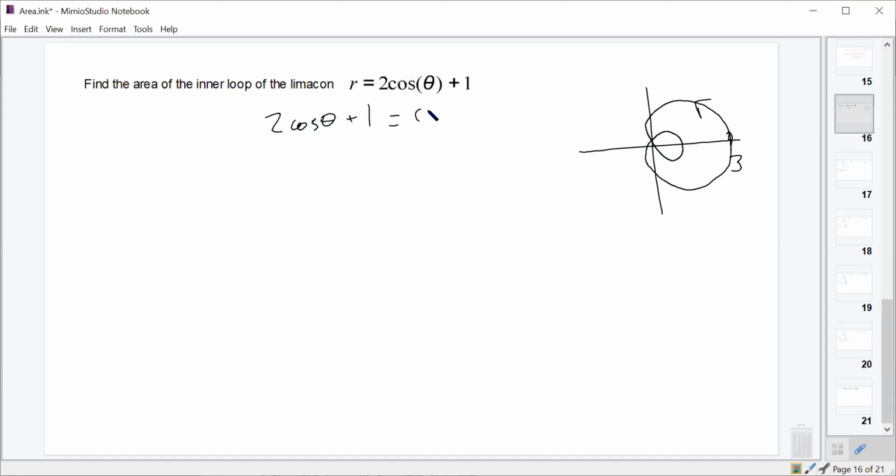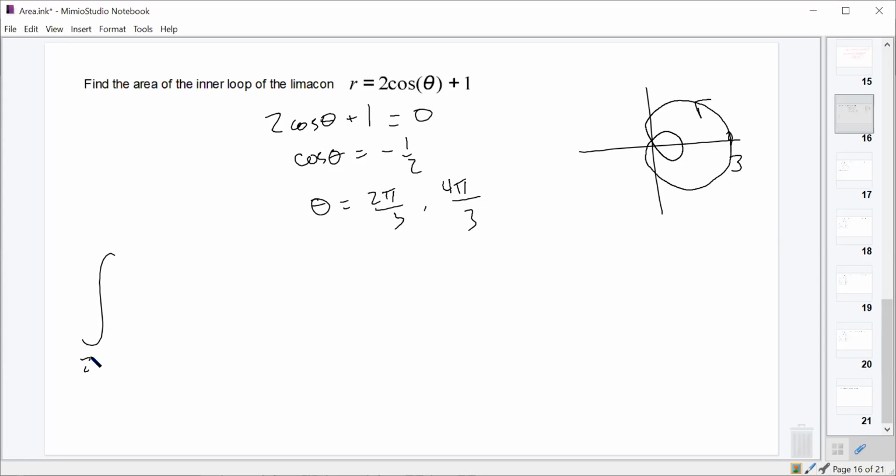So 2 cosine theta plus 1 equals 0, and cosine theta equals negative 1/2. So when does that occur? At theta equals 2 pi over 3 and 4 pi over 3. And so those will be our limits of integration.